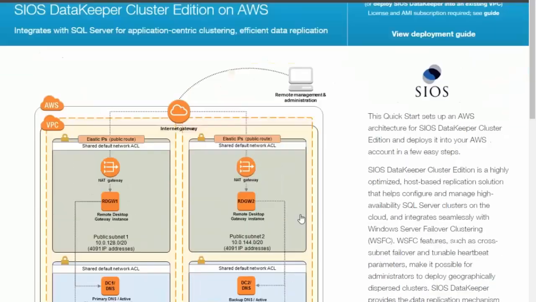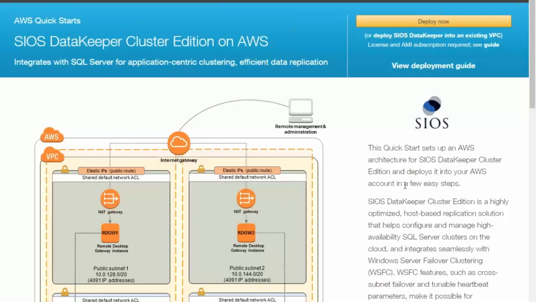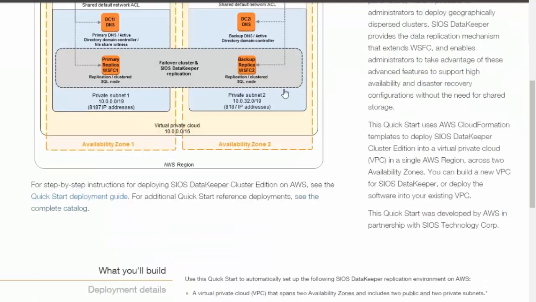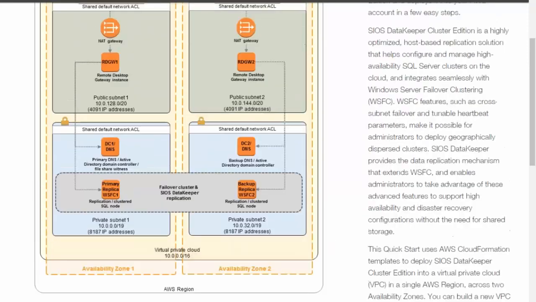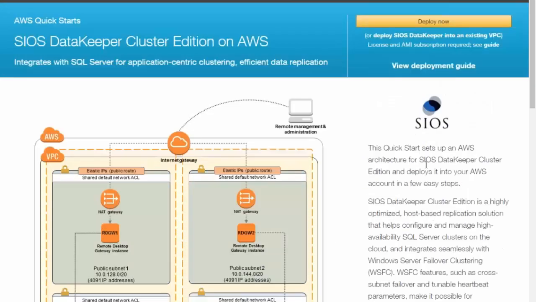So the second way, this second link right here, will deploy just this gray section. It'll deploy just our product, the SIOS DataKeeper replication product, into a SQL Server cluster, into everything else that you already have. That's obviously for more advanced users that have some stuff already in AWS. But for this one, since most everybody has not used templates and has not deployed a clustered application to the cloud, I'm going to use the full-blown template that deploys all of that.